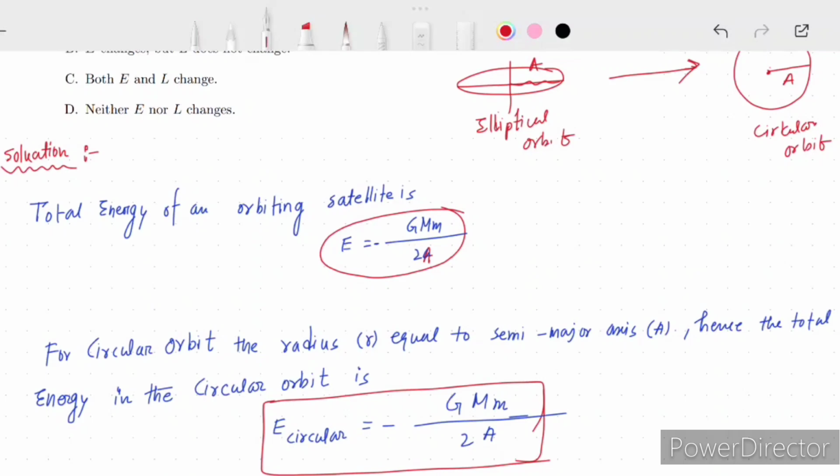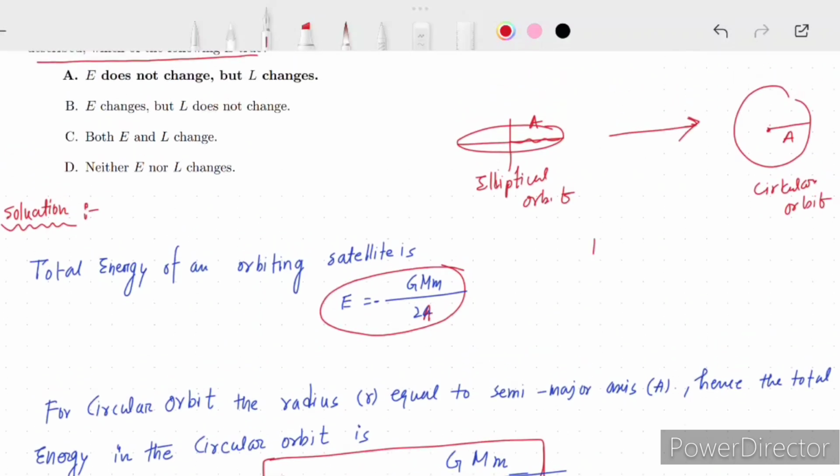Please remember, when an elliptical orbit changes to a circular orbit, the total energy does not change, but the angular momentum changes. Please remember these two points. It's a very easy question.